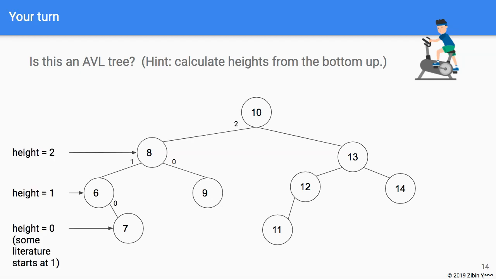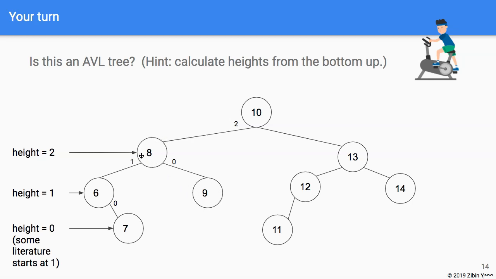Here is how we would go about checking if a tree is an AVL tree. We start at the bottom. Remember, the height at the leaf node is 0. Some literature actually starts at 1. It doesn't matter, just stick with one definition. So we start at 0, and as we go up, this node will be at height 1. This node will be at height 0 because it is a leaf node.